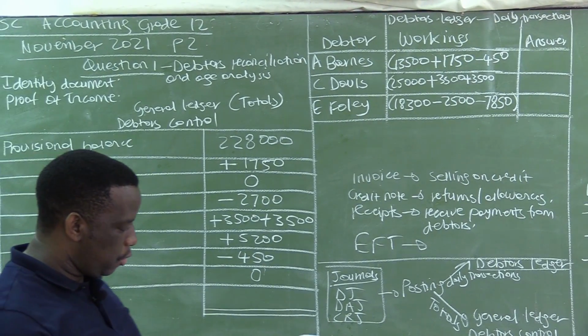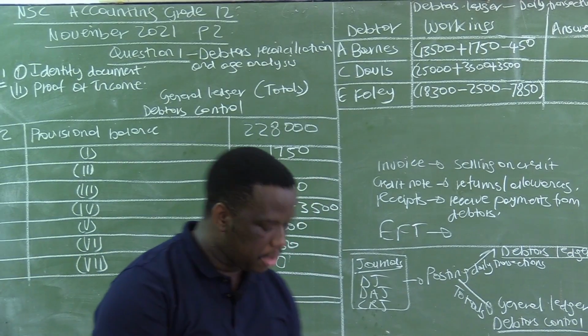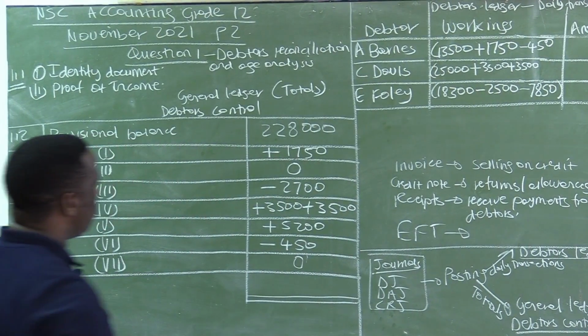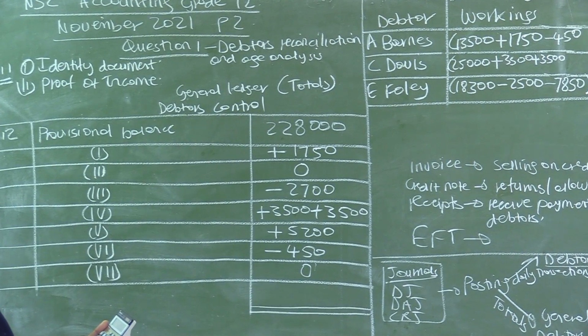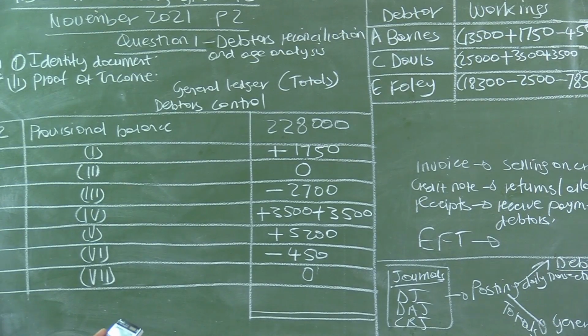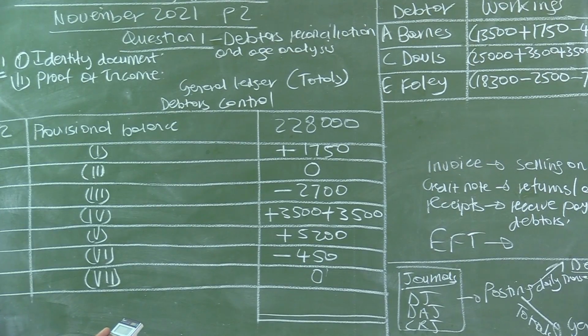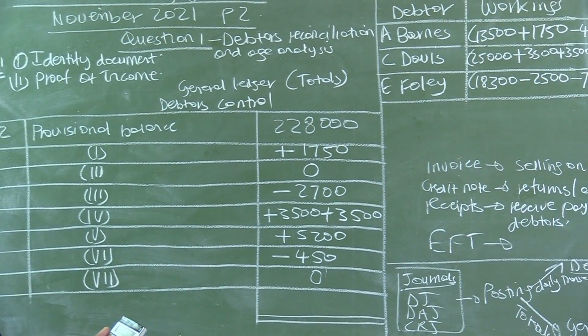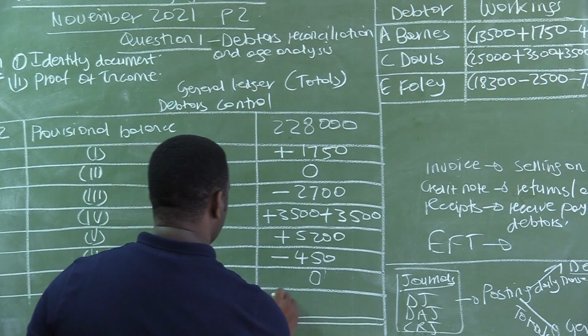So now we have come to the end of the errors and omissions, so we then need to calculate the final amounts. So let's go to this one. We have 228,000 plus 1,750 minus 2,700 plus 7,000 plus 5,200 minus 450, 238,800.